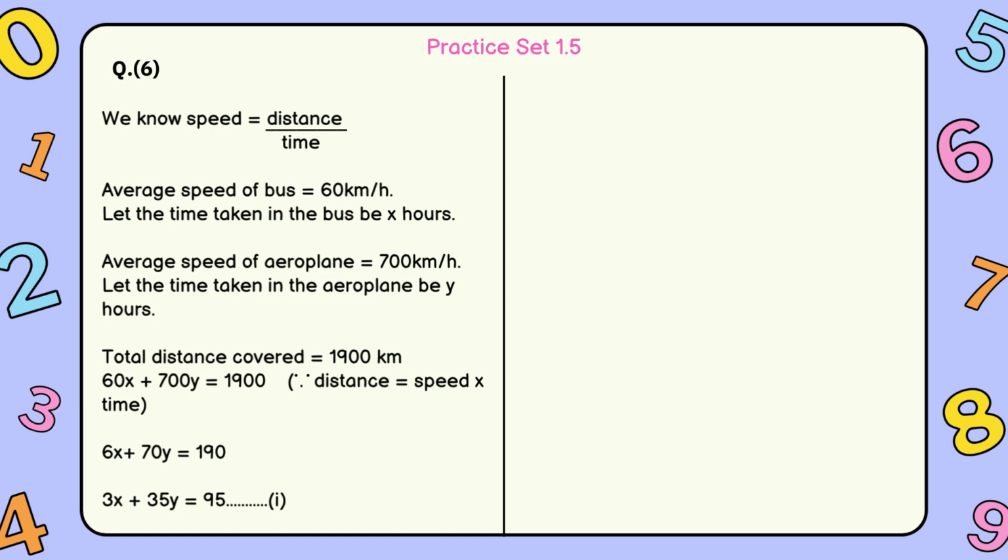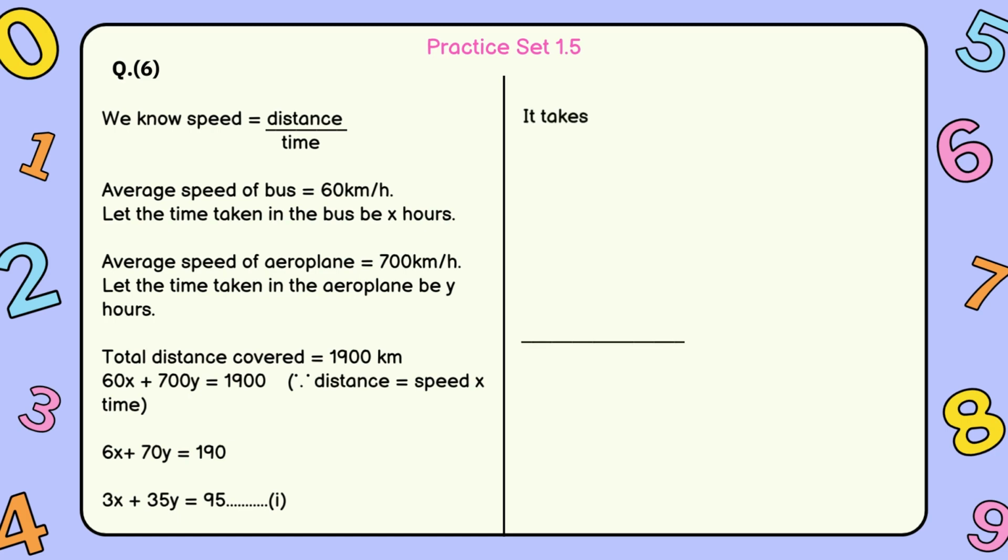Now the average speed of bus is 60 km per hour. So we assume that the time taken by bus is x hours. And the average speed of airplane is 700 km per hour. And we assume that the time taken by airplane is y hours. The total distance covered by Vishal was 1900 kilometers. So it is 60x plus 700y is equal to 1900. This is because distance would become speed into time, and our speed is 60 and our time is x. So we simplify it by dividing it by 2 and we get 3x plus 35y is equal to 95. We name this as equation 1.